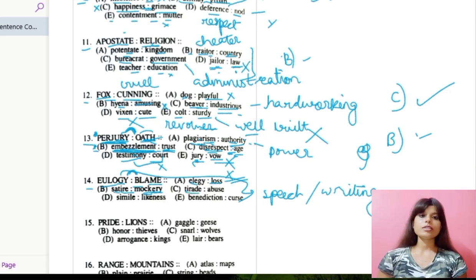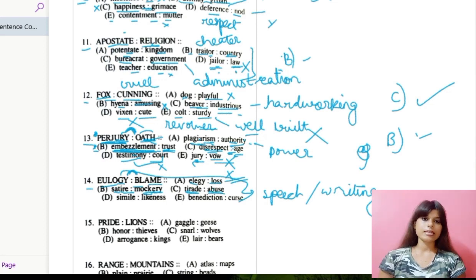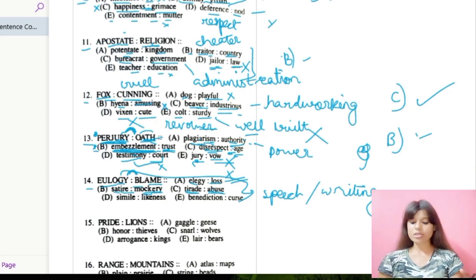Let us move over to number C, tirade and abuse. Now tirade means a long angry speech of criticism or accusation, okay? So you are accusing someone through your speech, that is tirade. And what is abuse? Abuse means using wrong words, misuse of something, okay? So if I compare it with eulogy and blame, no, this is not going.